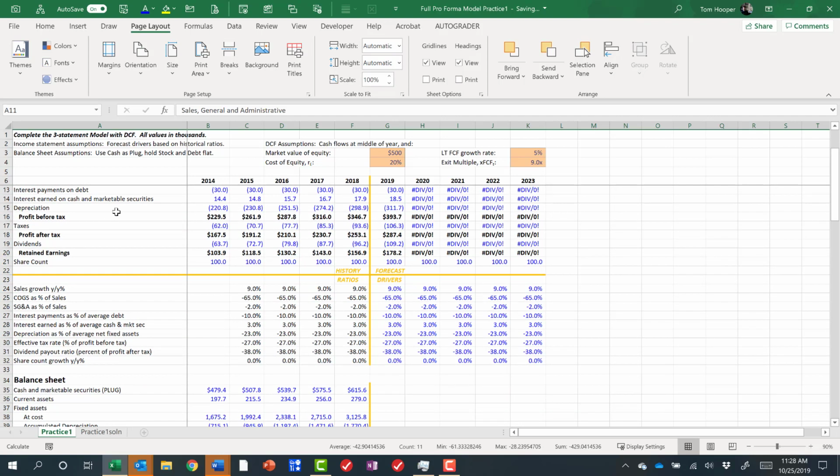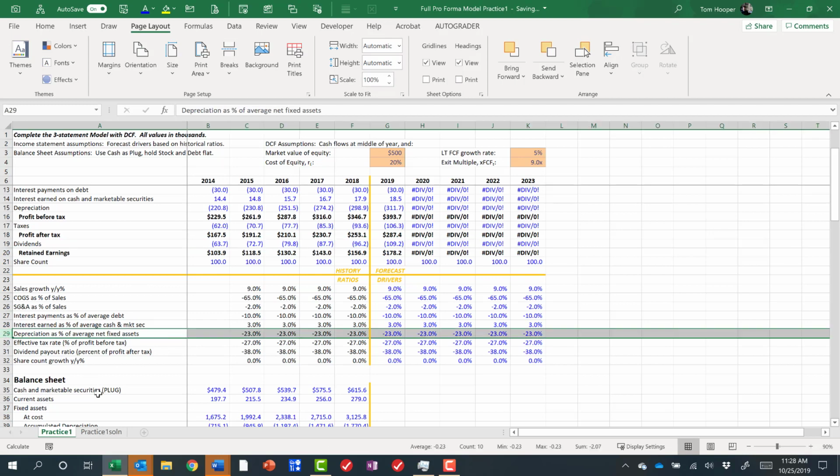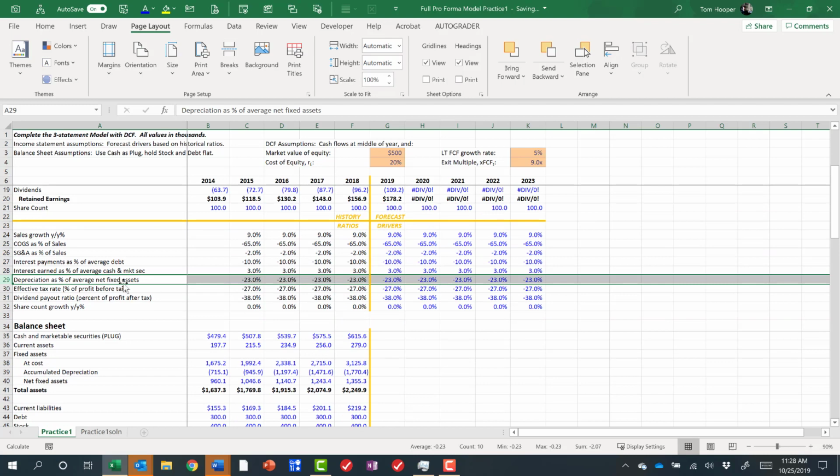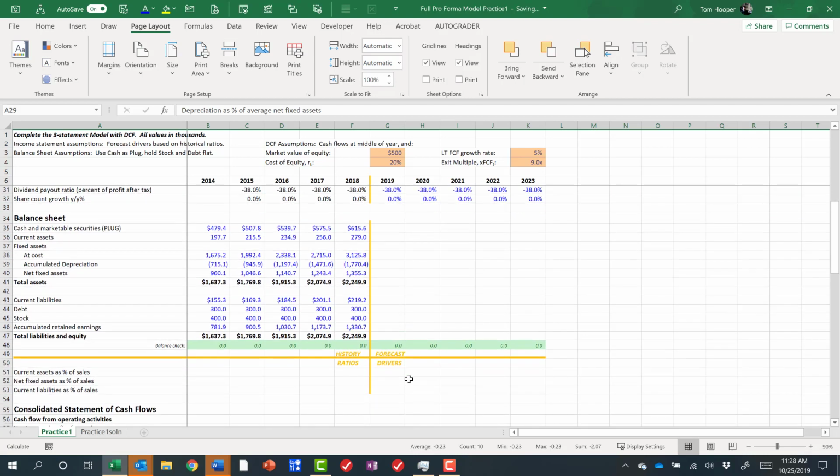Also changed the way we were calculating this ratio. I'd mentioned in class several times that depreciation as a percent of fixed assets or net fixed assets either can be justified. I kind of like the net fixed assets better, and that's how I happen to design this practice problem. So moving on to the 4-step method.